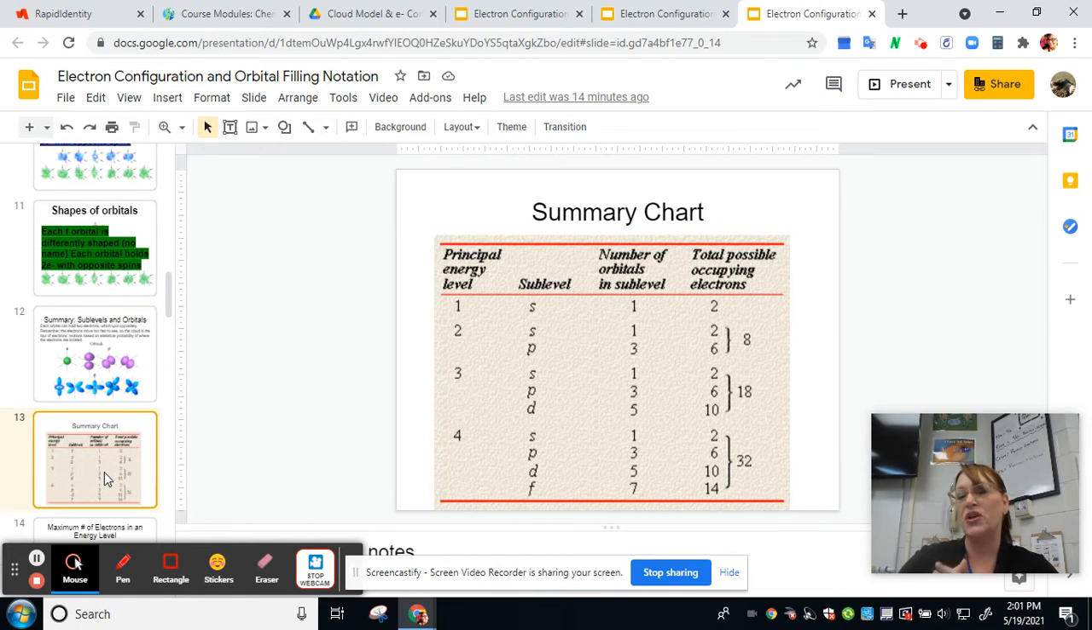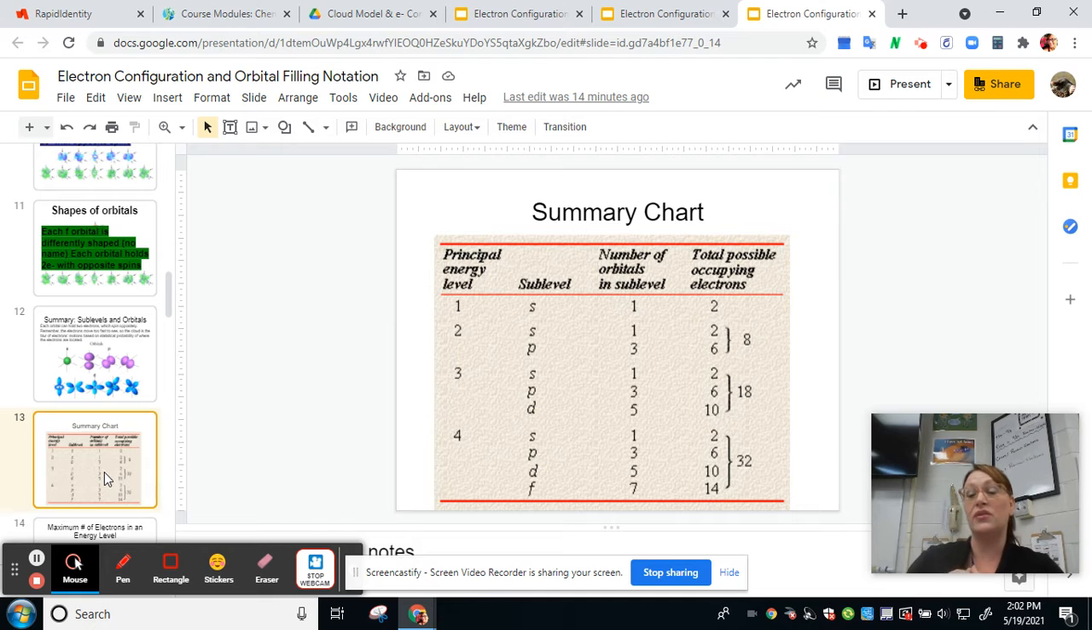So here's a little summary chart of the maximum number of electrons. First energy level has an S sublevel only. Of course, that would only be that one spherical orbital that we saw, and it can hold 2 electrons. Second energy level will have 2 sublevels, always starting with S. It'll have an S and a P. The S will be spherical. The P's will be the dumbbell-shaped orbitals. And so that can hold 2 in the S and 6 in the P's, which makes 8 electrons total.